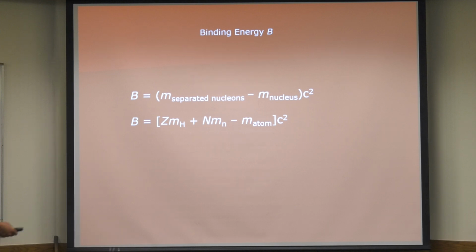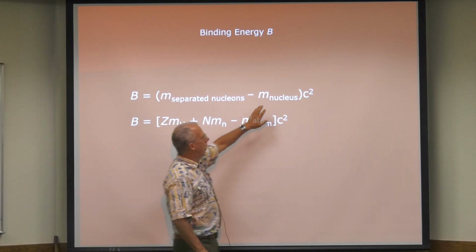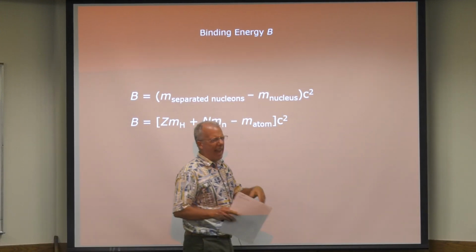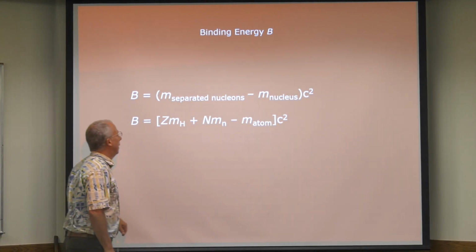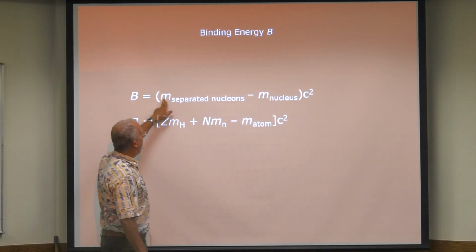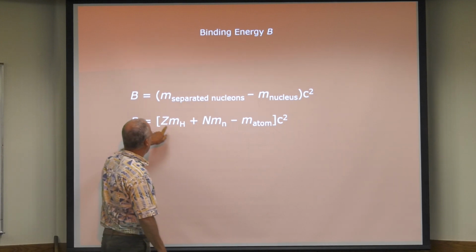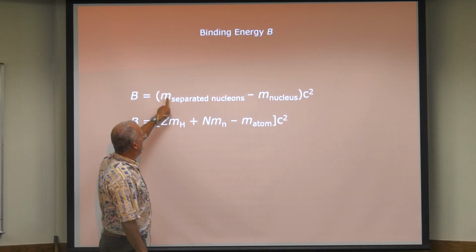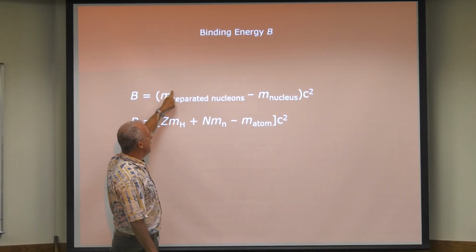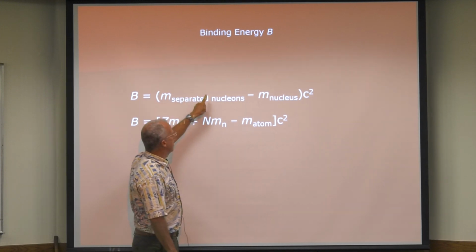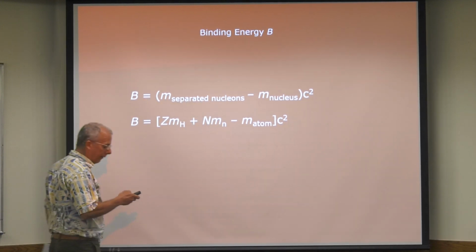Well, but we don't know this, right? All we know is the mass of the atoms. Oh, no problem. So the mass of the separated nucleons is Z times the mass of the proton plus N times the mass of the neutron, right?